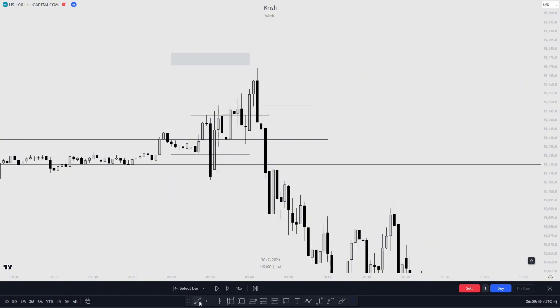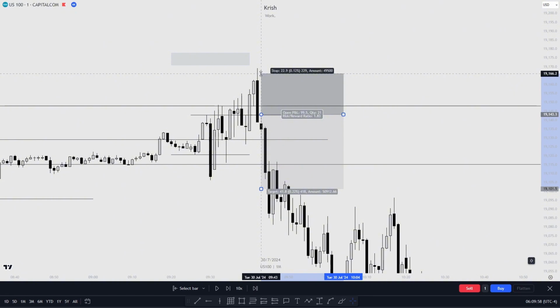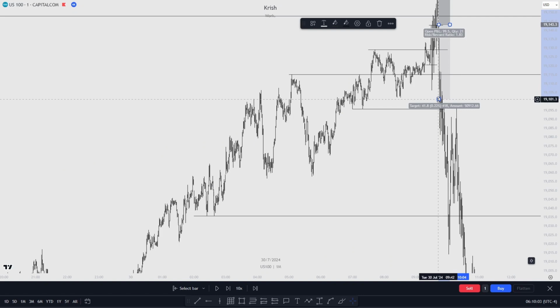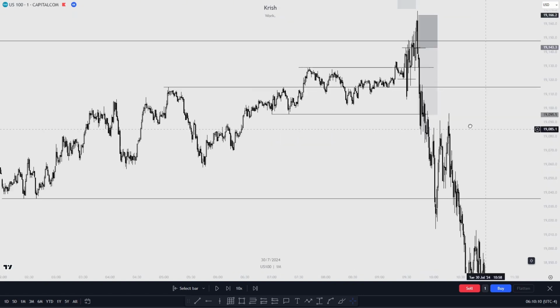For me, it's the sequence, but on this day, I entered off this inverse here. I entered like at market, boom. I think my stop was like here, and my TP was at these 1 hour lows, and I took partials here, 1 hour lows, and then all the way to these 4 hour lows.